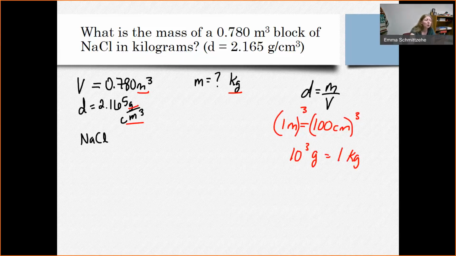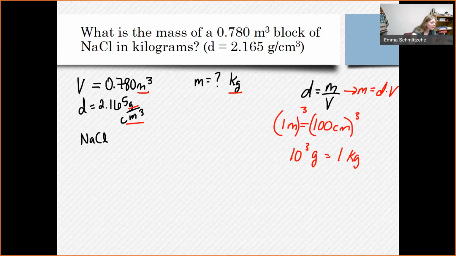If you want to use this equation, it'd be helpful to rearrange it. So mass would be equal to density times volume. And so we can simply plug into that, or we can do dimensional analysis. If you plug into that, you need to be careful. If I plug into that equation, that's where sometimes people forget this other stuff.